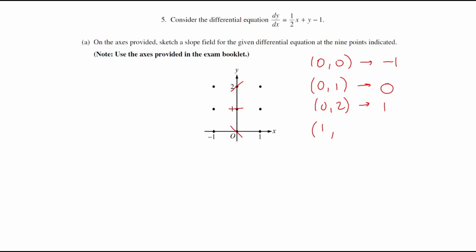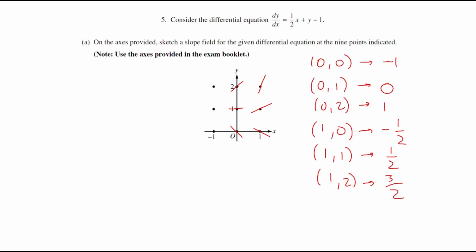For all the ones at x equals 1, so at 1, 0, we're going to start off with a half. So we're always going to have a half plus the y value. In this case, it's a half plus 0, and then minus 1, which is negative a half. So it should be negative, but less steep than the -1 that we had. When we do 1, 1, we're going to have a half plus 1 minus 1, which is a half. And then when we have 1, 2, we're going to have a half plus 2 minus 1. So a half plus 2 would be 5 halves, minus 1 would be 3 halves. So we should be steeper than it is at 1. So there we go, 3 halves.